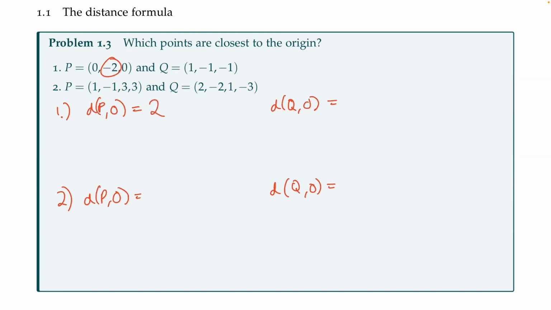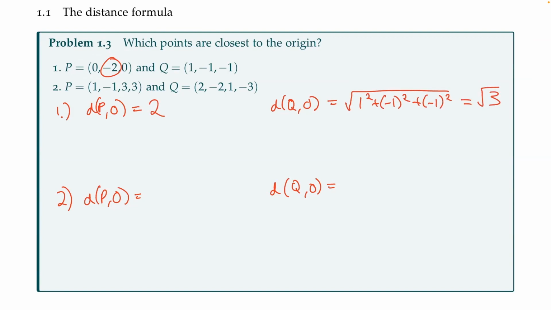For Q, it's a little bit more complicated. We need to work out the square root of 1 minus 0. So there's always going to be a minus 0 here, so I'm just going to leave the zeros out. So we're going to have 1 squared plus minus 1 squared plus minus 1 squared, which is square root of 3.